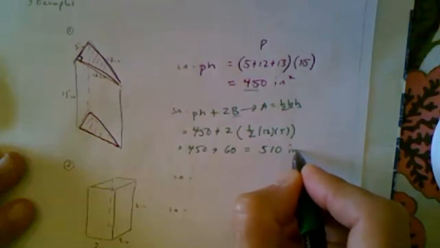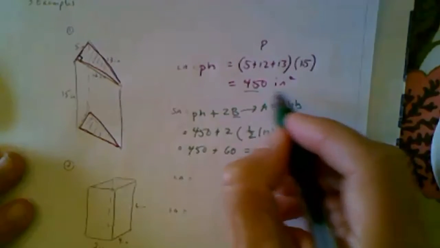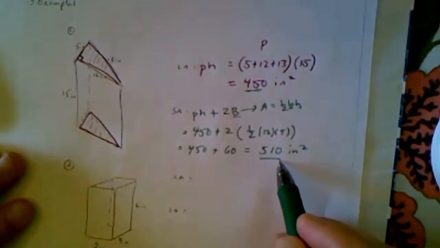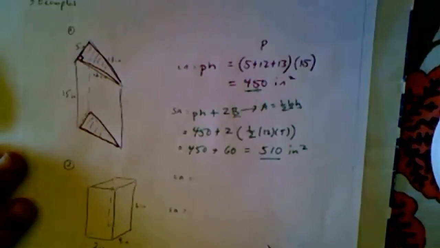That would be 510 inches squared. And notice that the total surface area is always bigger than the lateral area. That's because you have to add on to this. So this is always going to be bigger.